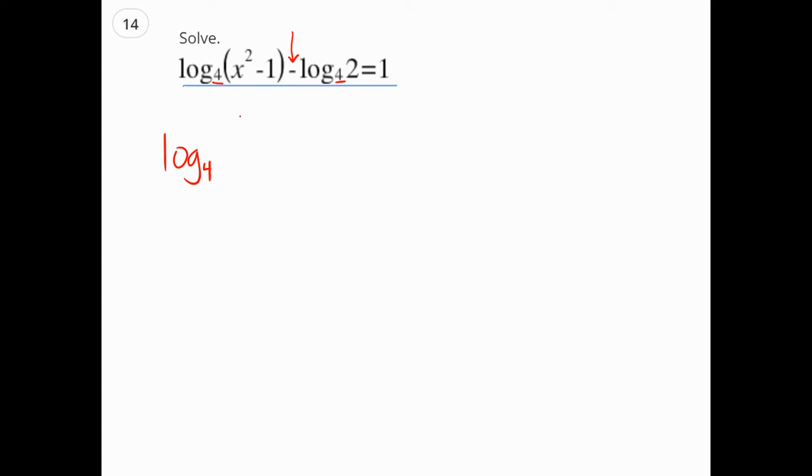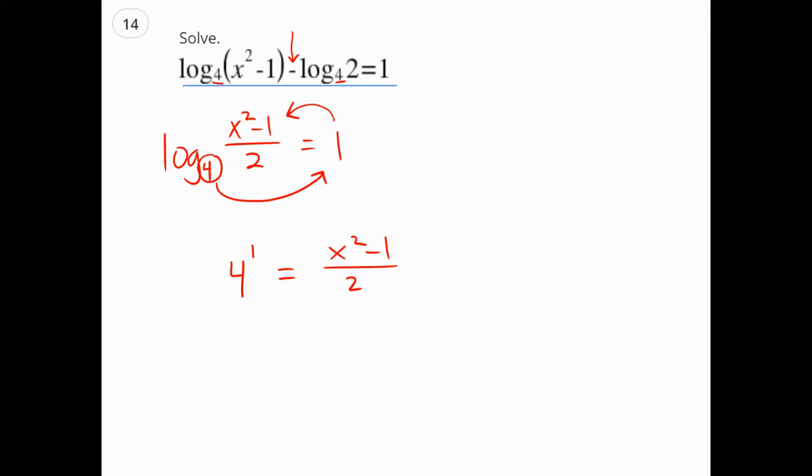So log base 4. I'm going to have x squared minus 1 over 2 equals 1. At that point, it looks super messy, but it's actually not too bad. Take your base. You can always rewrite this as an exponential. You can always go back and forth between logs and exponents. So this would be 4 to the 1st power equals x squared minus 1 over 2. At that point, I'm going to rewrite this just for the sake of people looking at it after the fact. I'm going to probably multiply both sides by 2 to try to get rid of that fraction. So I have 8 equals x squared minus 1.